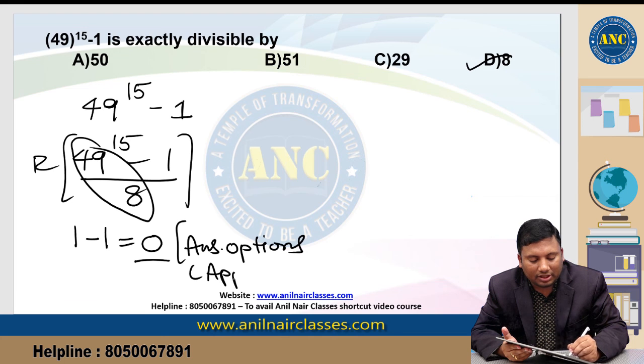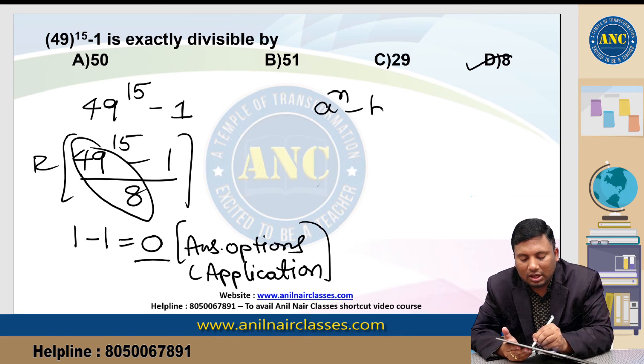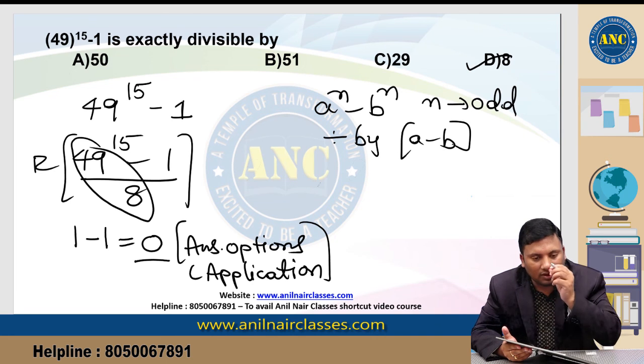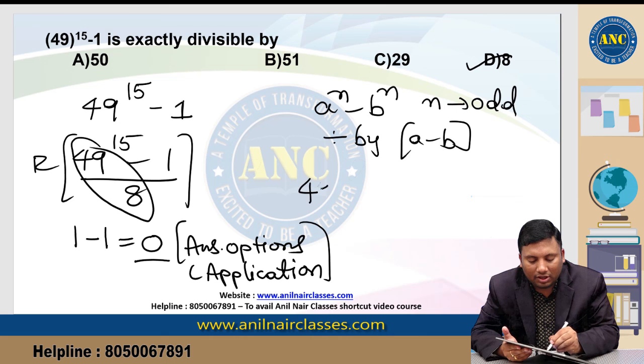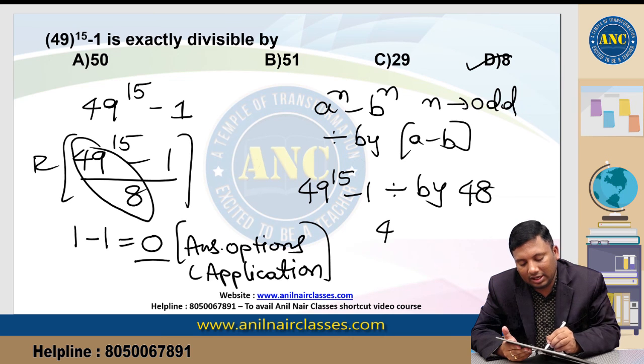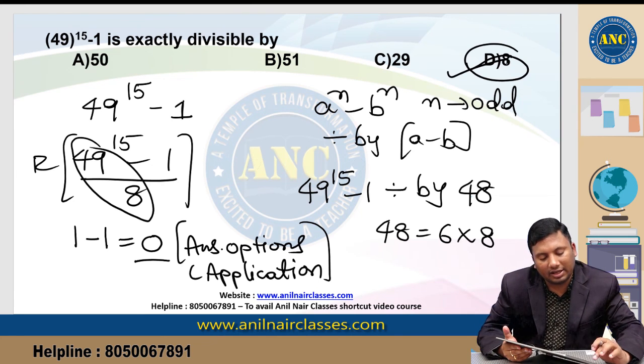Answer options application. First one: a power n minus b power n, if n is odd, it is always divisible by a minus b. So 49 power 15 minus 1 is always divisible by 48. 48 is nothing but 6 into 8, so the answer is 8. Idea clear, right? Next one.